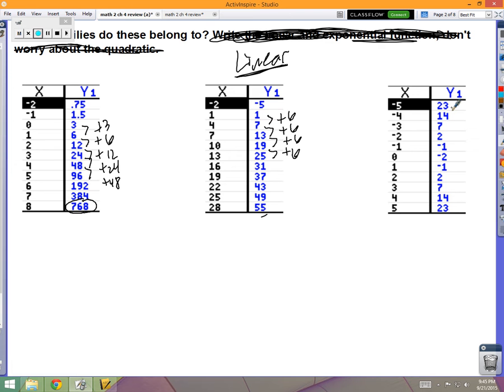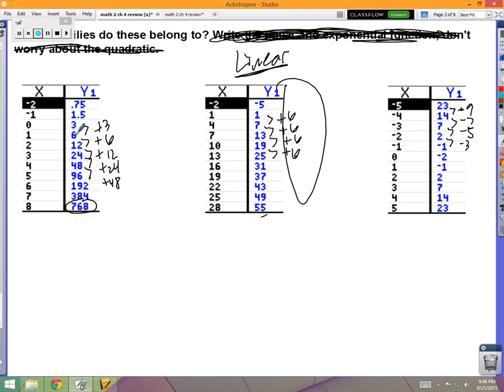This one right here, 23 to 14, that's shrinking. That went down 9. 14 to 7, that went down 7. 7 to 2, that went down 5. 2 to negative 1, that went down 3. And you can keep going. Okay, now, that's the easiest one to find, is when it's linear. Okay, these other two, we've got to figure out which one is quadratic and which one's exponential.